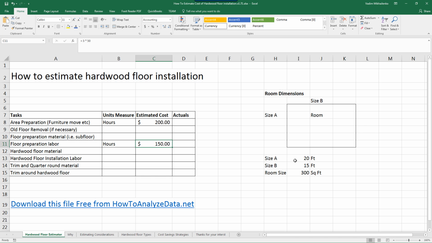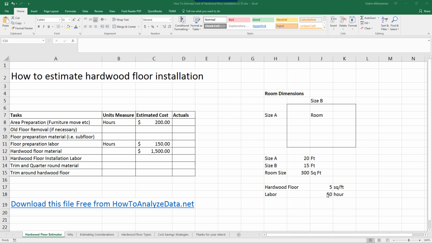Next thing we're going to do is hardwood floor material. Let's assume that we have a room size of 300 square feet, and the hardwood floor that we picked would cost $5 per square foot. The way we do the math here is equals 300 multiplied by 5. So that's the cost of the material.